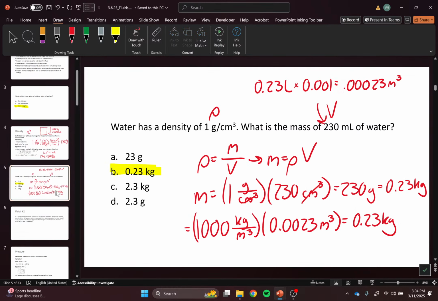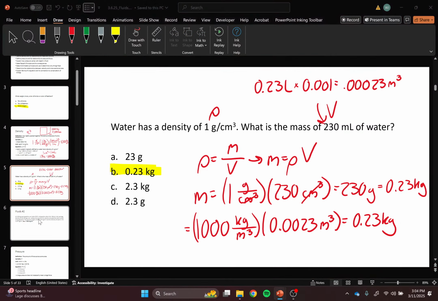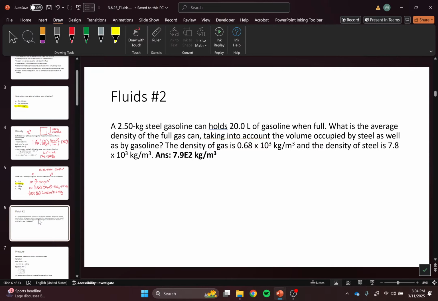So we did a problem. We found the mass of water. Yay. This is our first problem here, and we have a 2.5 kilogram steel gas can. It can hold 20 liters of gas when full. What's the average density of the full gas can, taking into account the volume occupied by the steel as well as the gas? I give you the density of gas as 0.68 times 10 to the 3, and the density of steel as 7.8 times 10 to the 3. Average density means the density of all of it together.